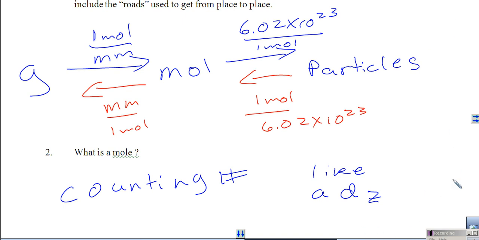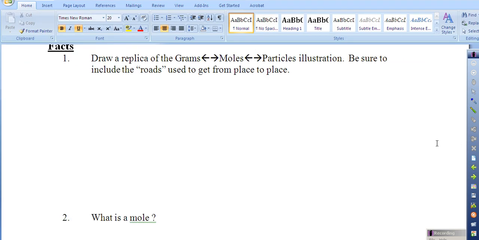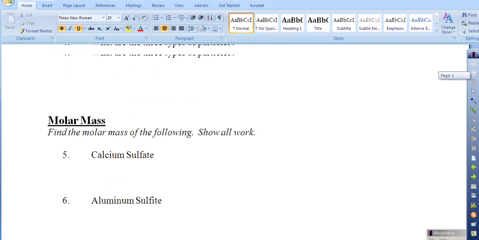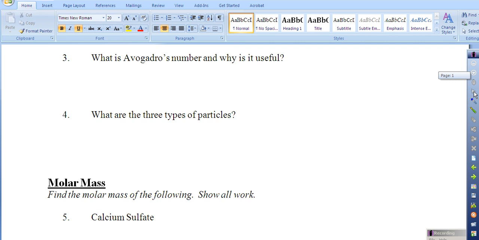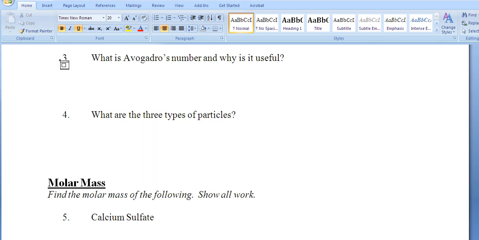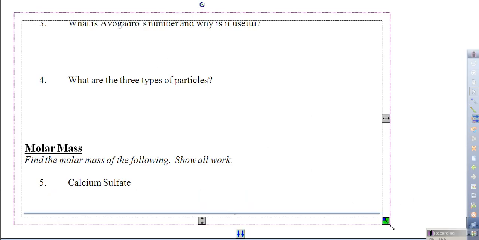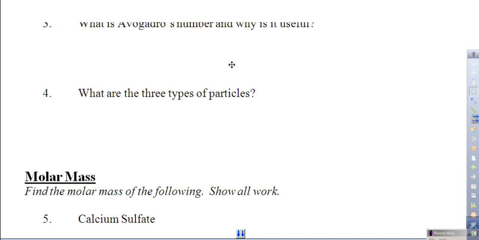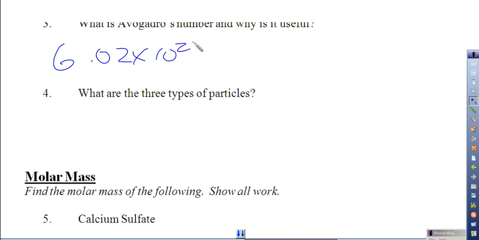All right, so let's see here. Okay, so let's scroll down here. All right, so what is Avogadro's number and why is it useful? All right, anybody remember what Avogadro's number is? 6.02 times 10 to the 23rd.